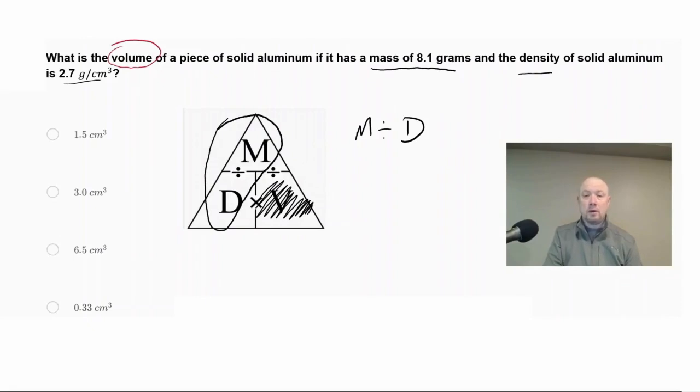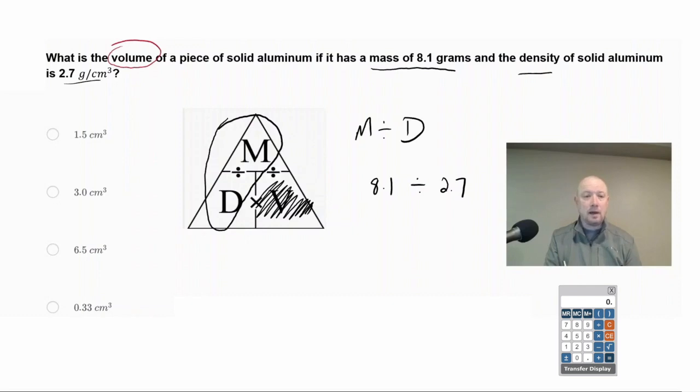So we're going to take our mass, which is 8.1 grams, and divide that by the density, which is 2.7 grams per centimeter cubed. If we do that calculation with our online calculator, we get our answer of 3 cubic centimeters.